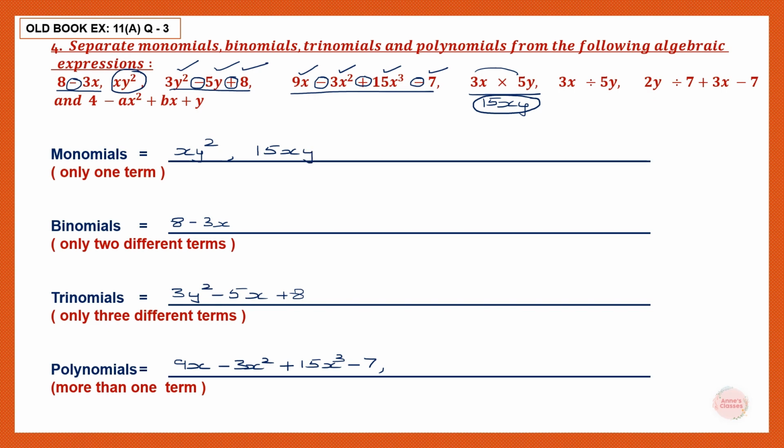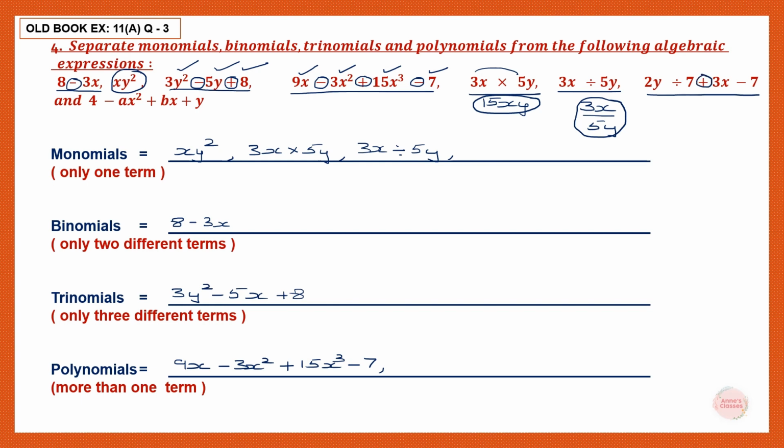So instead of writing 15xy, we'll write the question that is given to us. What is the question given to us? 3x into 5y. So that is a monomial. Next one, 3x divided by 5y. I can write it as 3x divided by 5y because there's no plus or minus sign in between. So this is a monomial. So let's write that 3x divided by 5y. That's a monomial. Let's go to the next one. 2y divided by 7 plus 3x minus 7. Look out for the plus and minus signs.